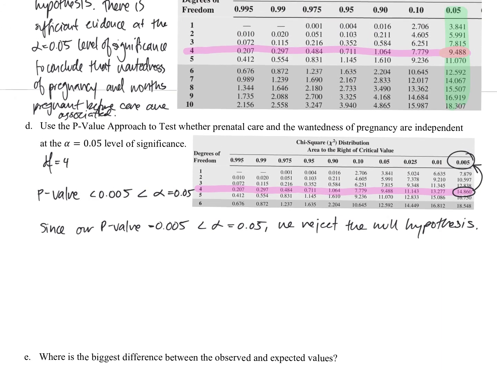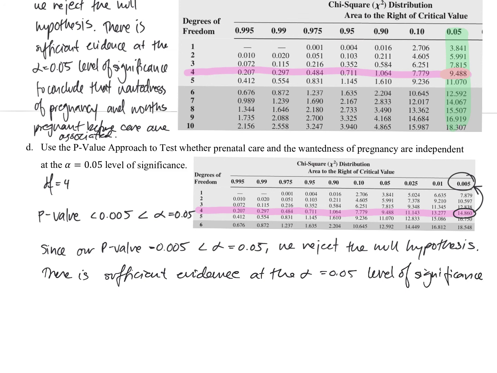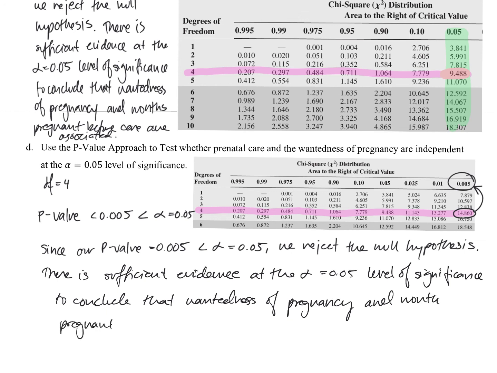So what does that mean? Well, basically the exact same thing as we stated above. So there is sufficient evidence at the alpha equals 0.05 level of significance to conclude that wantedness of pregnancy and months pregnant before prenatal care are associated.